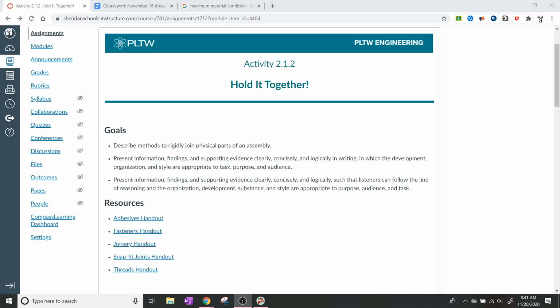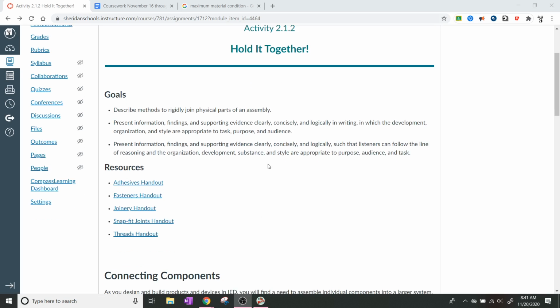So I know a lot of people are looking at this digitally from other different classes, so I'm going to tell you how I do it. What we're going to do is split this up by letters of the alphabet. We're going to be looking at different ways to hold things together, and they basically fall into five rough categories: adhesives, fasteners, joinery, snap fit joints, and threads. Each one of these has its own handout that goes with it on the Project Lead the Way website.